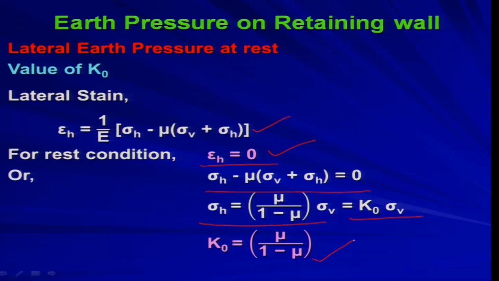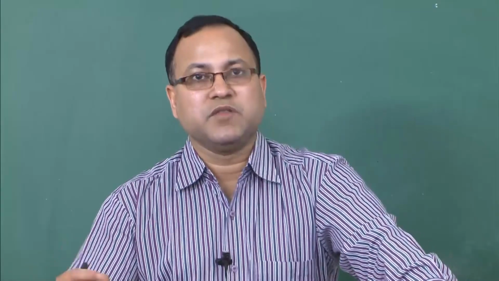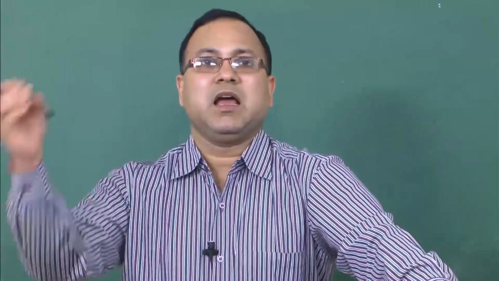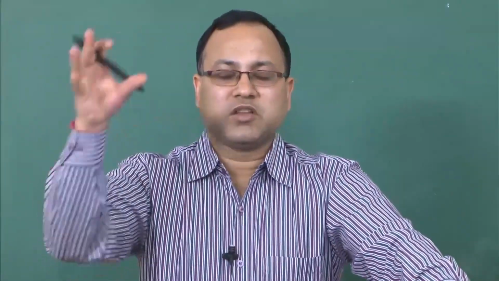Okay. So, what is mu? Mu is the Poisson ratio. If you know the Poisson ratio, you can find out the magnitude of K naught. Once you know K naught, you can find out sigma h at different locations as well as the total pressure or the total thrust on the wall at rest condition.